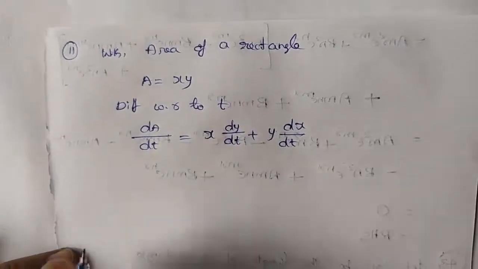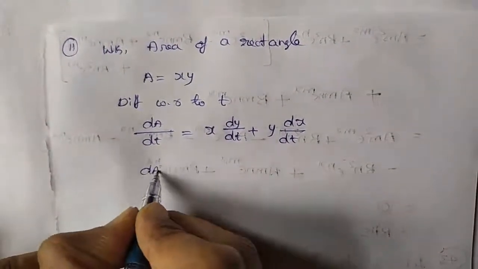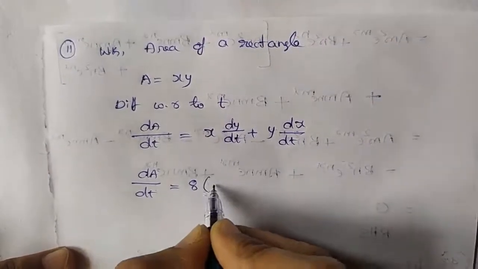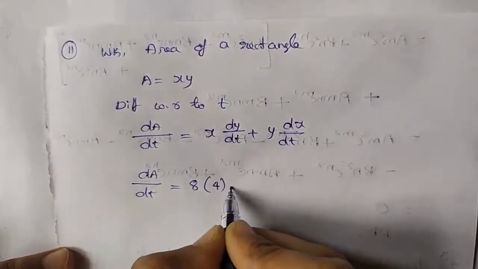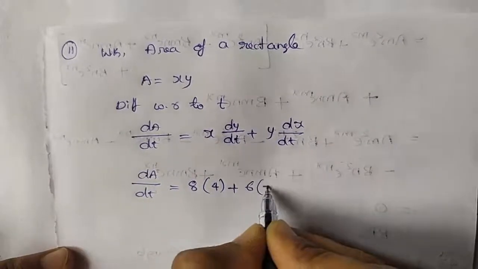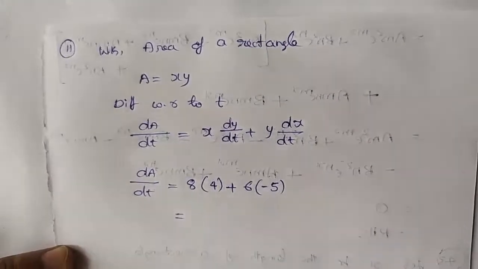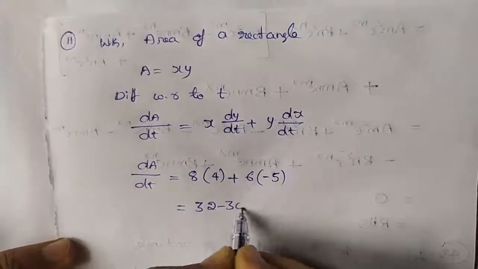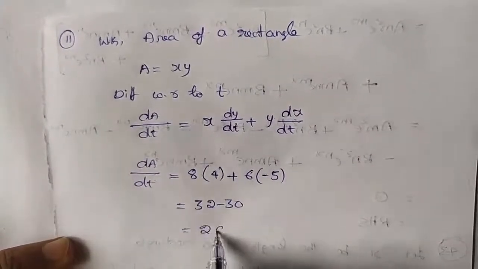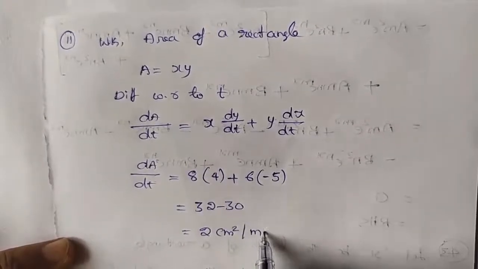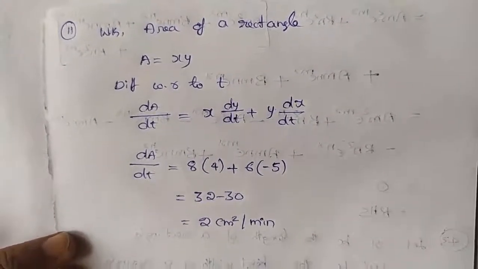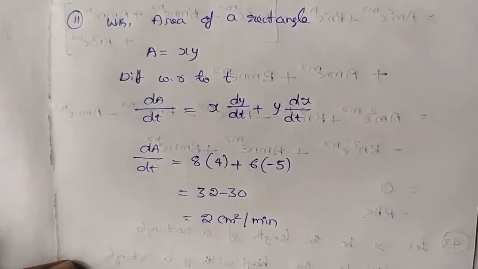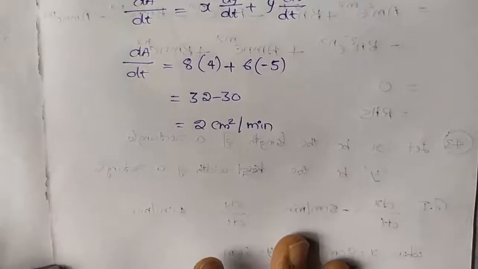Now substitute the values. dA by dt equals x is 8, dy by dt is 4, plus y is 6 into minus 5, equals 32 minus 30, that is equals 2 centimeters square per minute. Hence it is the solution for the 43rd question. Next, see the 44th question.